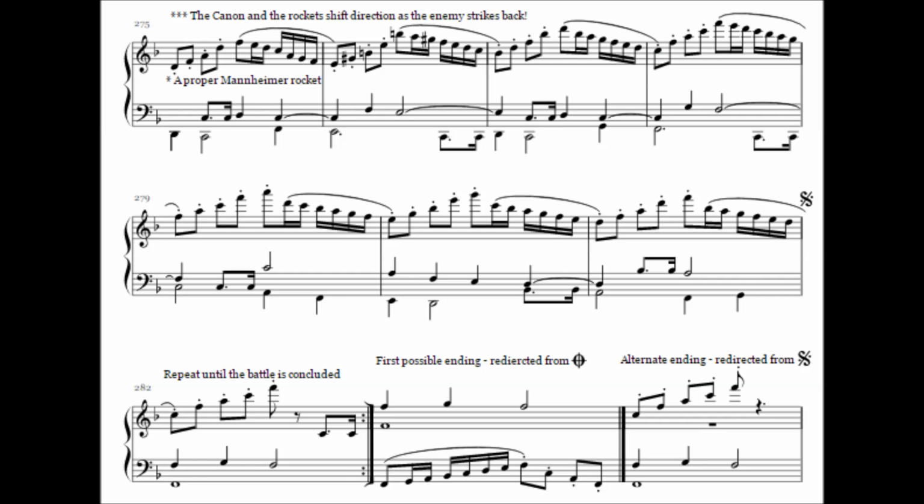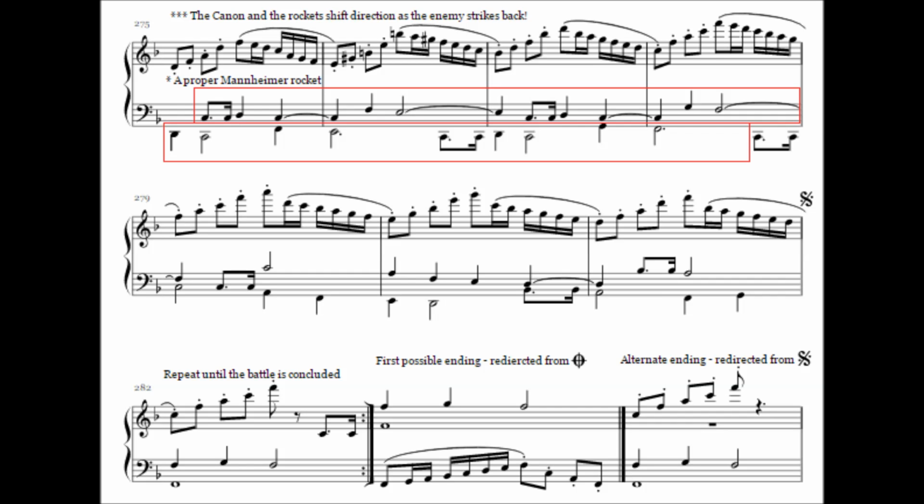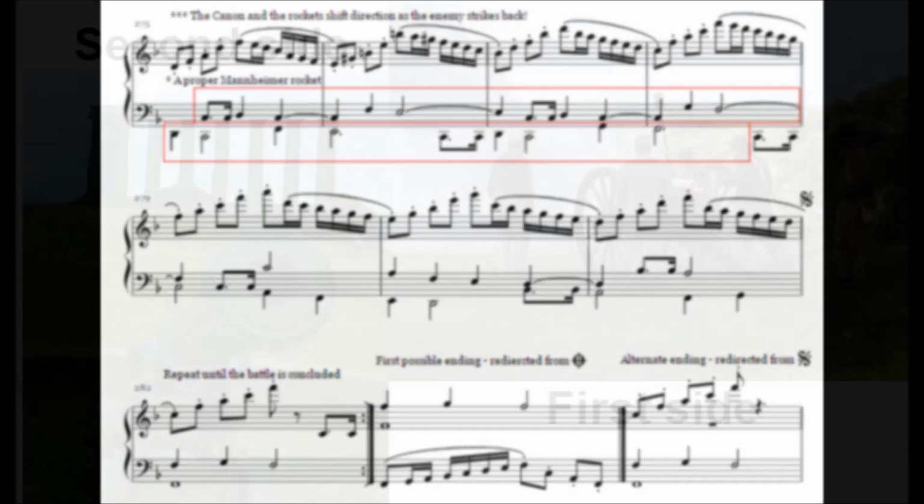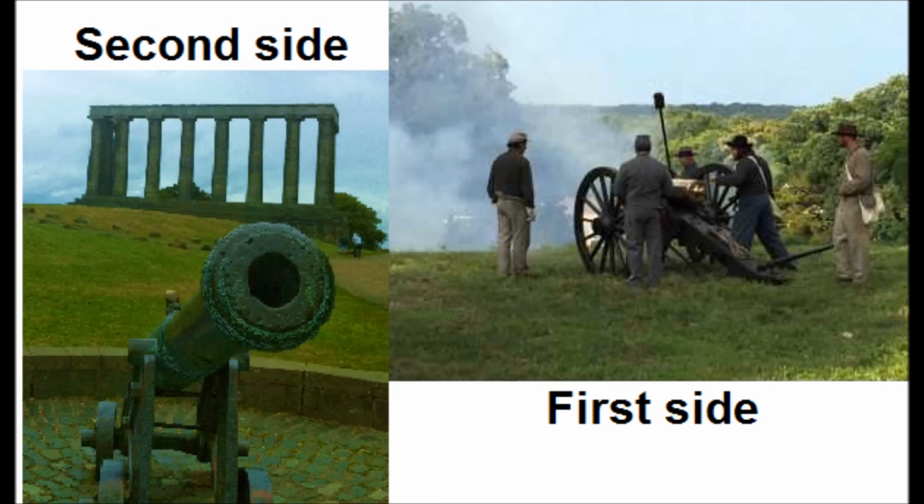And then at the lower register of the piano. This is meant to illustrate the fact that the first army in this fictional battle is attacking from the higher grounds, while the second attacks from below.